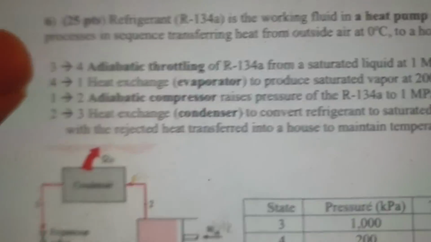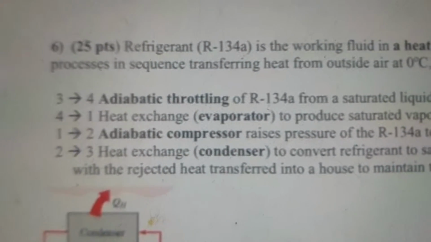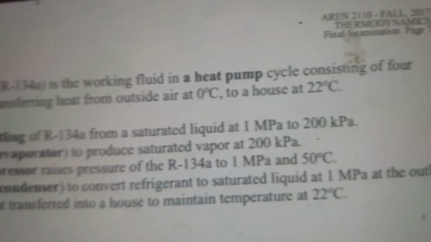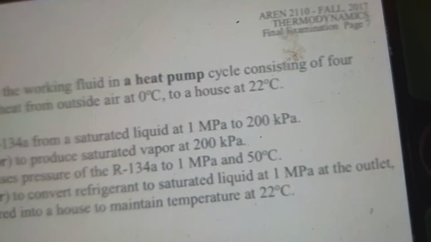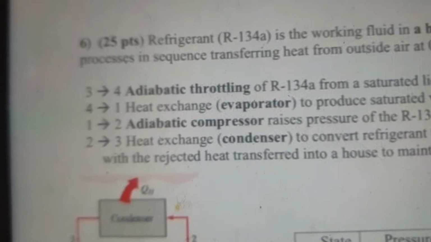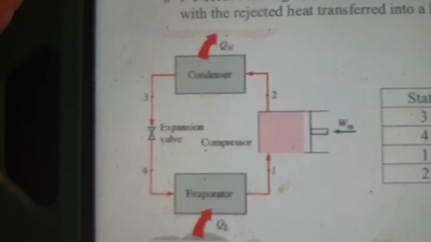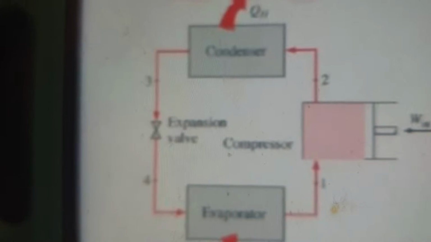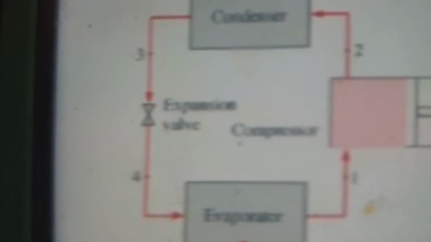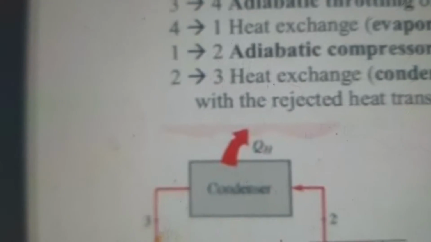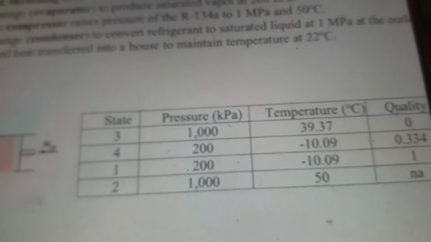And he has the following cycle: 3 to 4 is adiabatic throttling, saturated liquid from 1 MPa to 200 kilopascal. 4 to 1 is the evaporator, 1 to 2 is the compressor, 2 to 3 is the condenser. And he has a drawing of the condenser, the expansion valve, the compressor, and the evaporator. Of course, at the evaporator you need to give heat, and at the condenser you need to give up heat. And he has the temperature, pressure, and the quality.